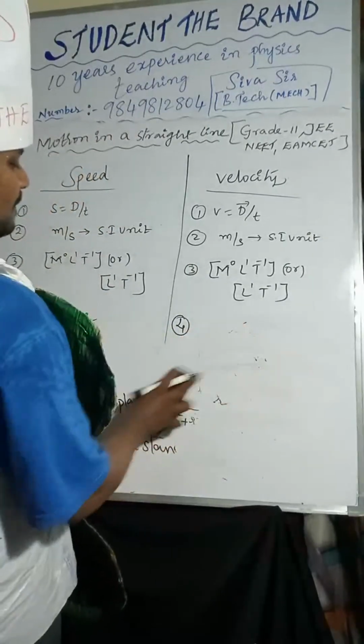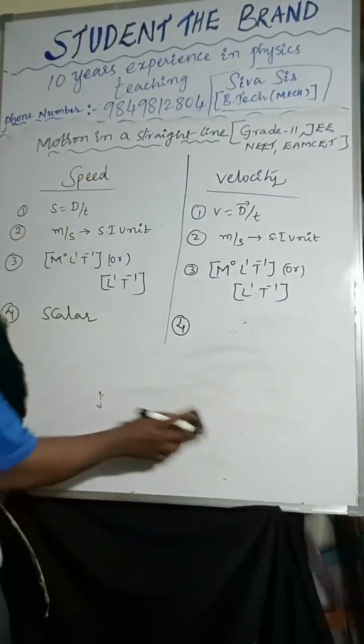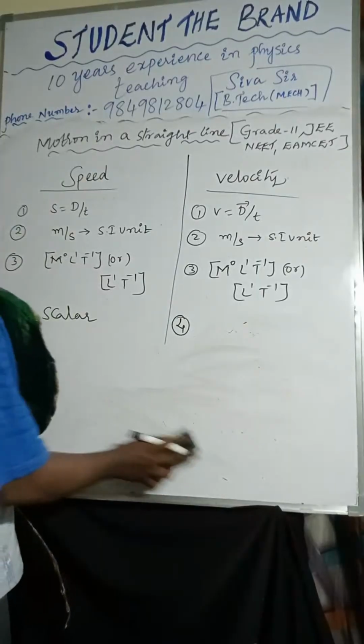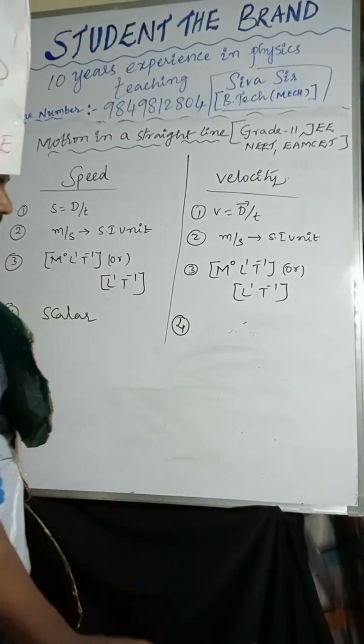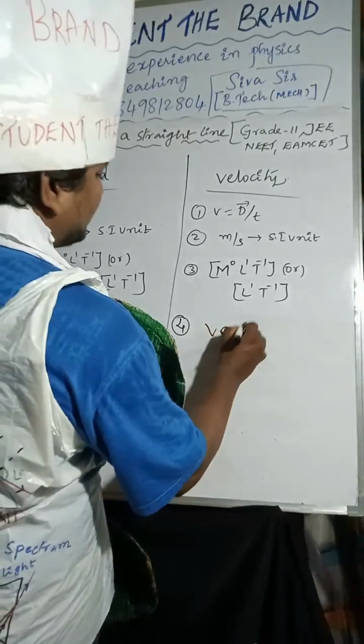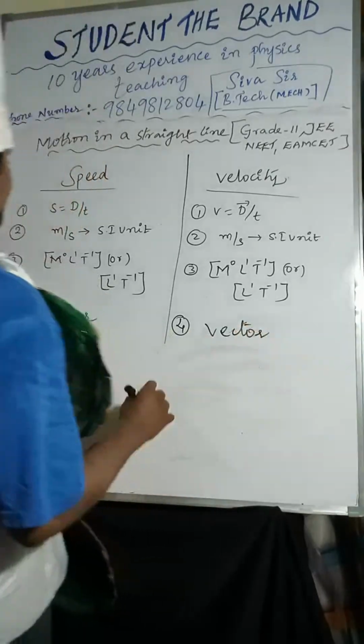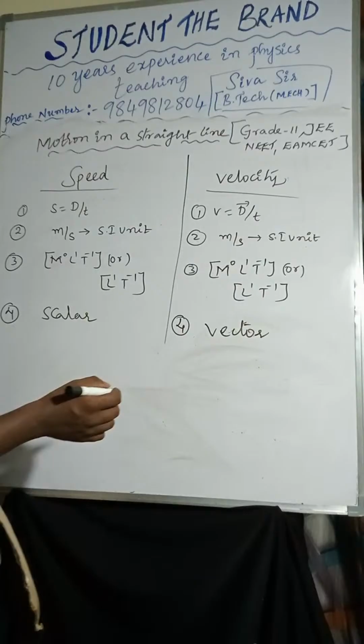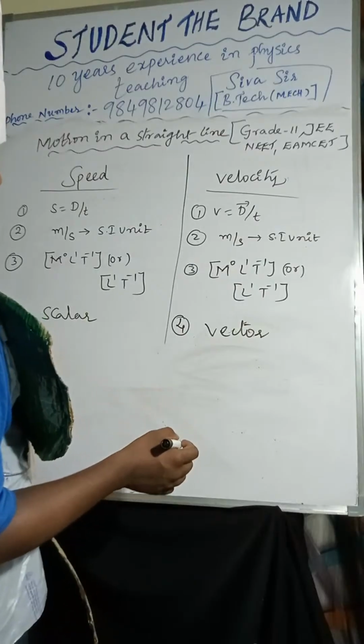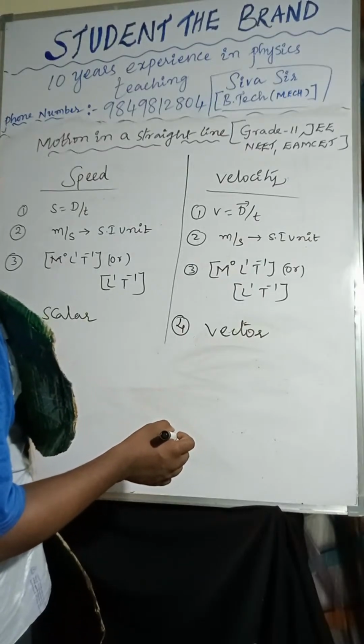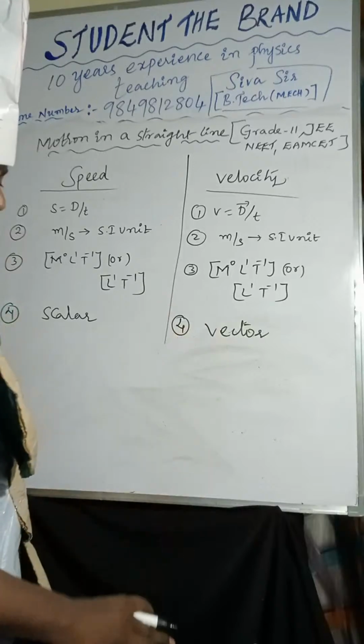So speed and velocity difference: velocity is a vector quantity. Okay, coming to the acceleration. Acceleration is equal to change in velocity by time taken. So that is what we are talking about.